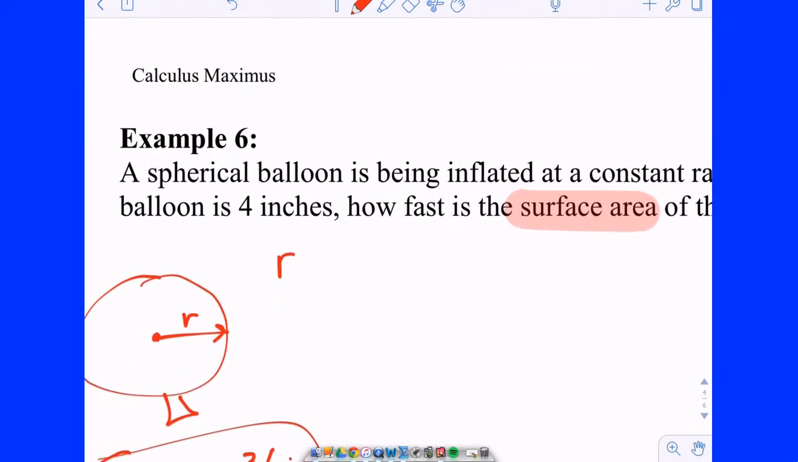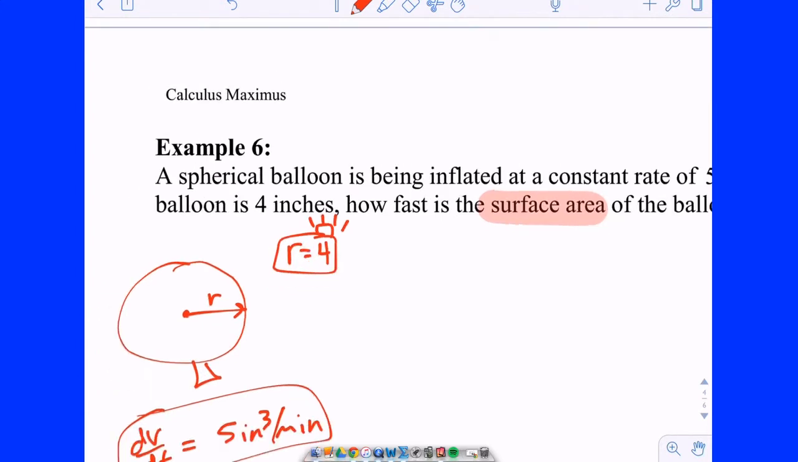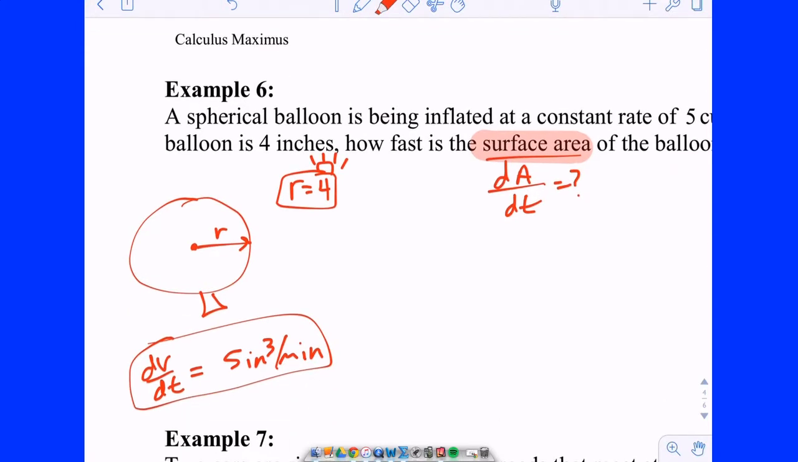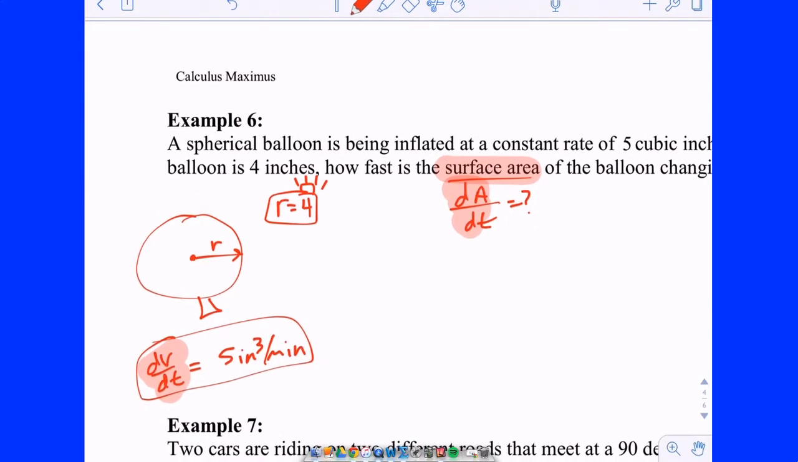So there's our snapshot moment. When the radius is 4, how fast is the surface area changing? So the surface area I'm going to call A, and so we're looking for dA dt. There's our target. Now, I need to be able to relate somehow the quantities, volume to area. And I can relate them directly, or I can relate them somehow through a third party. All right? Now, here's what I do know.